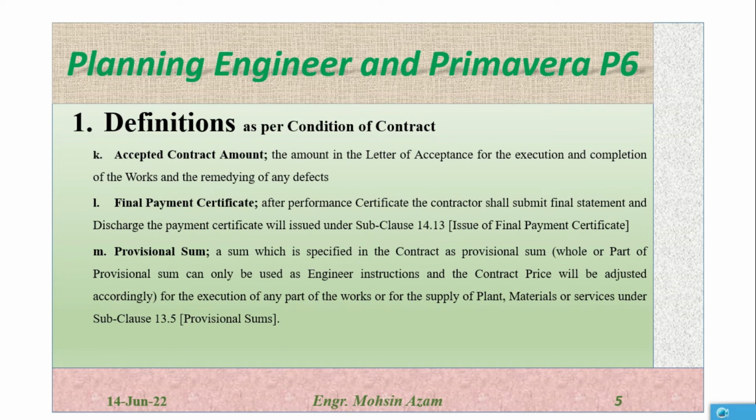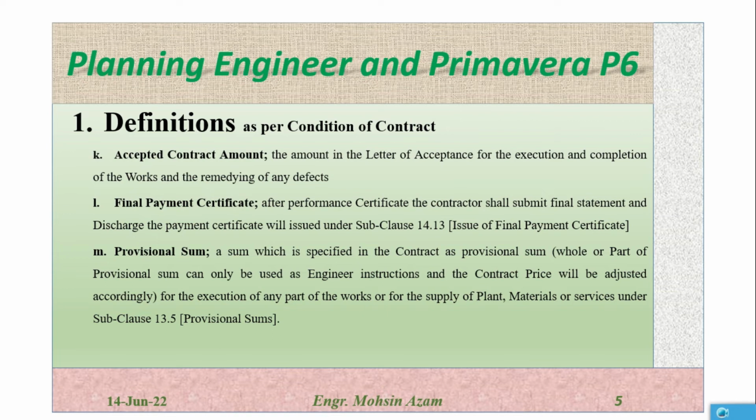Provisional sum, a sum which is specified in the contract as a provisional sum. What is actually the provisional sum? Whole or part of the provisional sum can only be used as the engineer instructs, and the contract price will be adjusted accordingly.